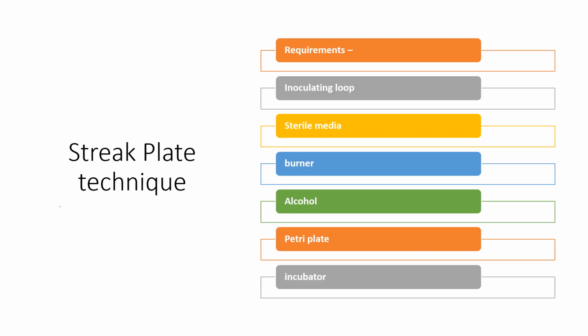Streak plate technique. So for streak plate, these are some basic requirements which we need: inoculating loop, sterile media, burner, 70% alcohol, sterile petri plate, and incubator to grow the microbial cell.